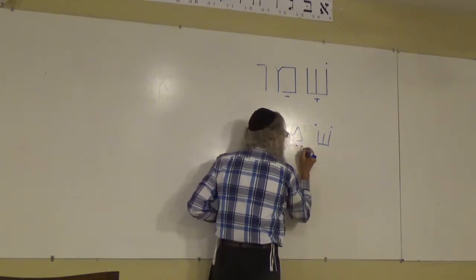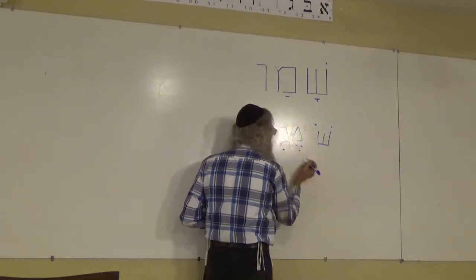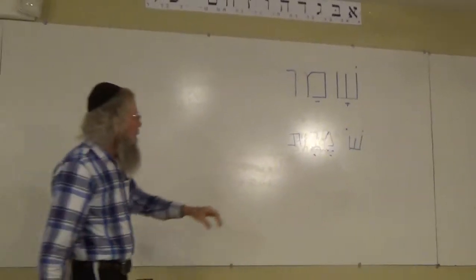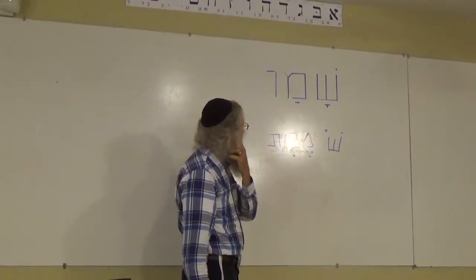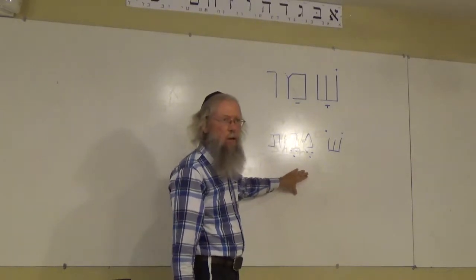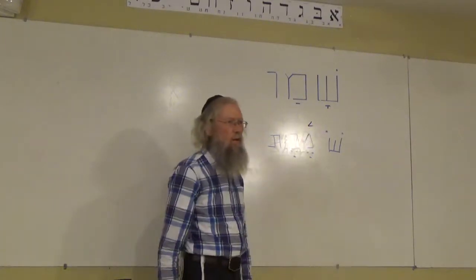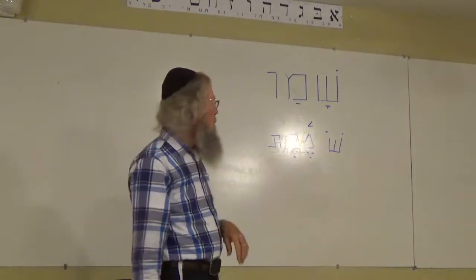And these two are going to take a double symbol. So you're going to double the symbol. Shomeret. Because remember, when you have two sheva next to each other, then the emphasis goes on the first one. Shomeret.